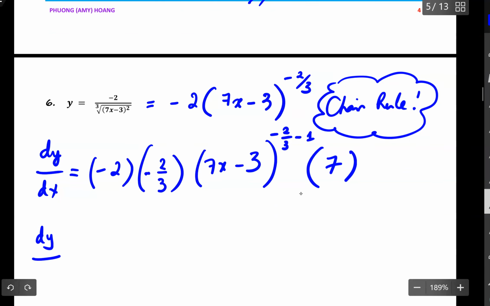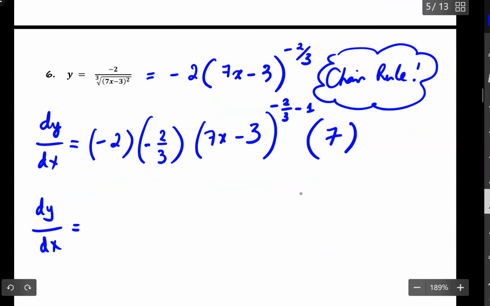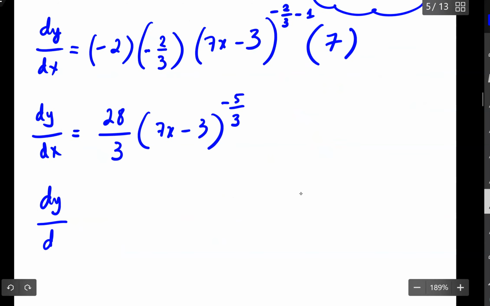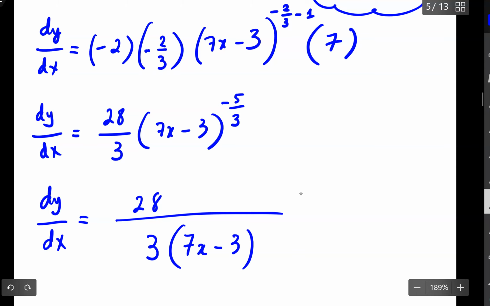Okay, so what do we have now? We have 2 times 2, 4, times 7, 28. Negative, negative, so make it a positive, so 28 over 3. And 7x minus 3 raised to the exponent 2 over 3 minus 1. I should have negative 5 over 3 in this case, so write this as a positive exponent. I should have it as 28 over 3 times 7x minus 3, all of it raised to the exponent 5 over 3.